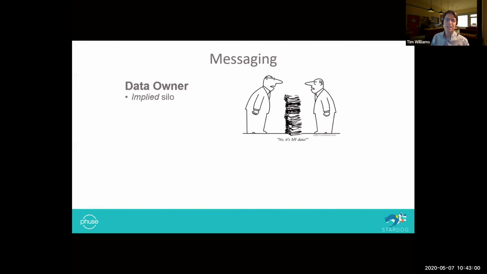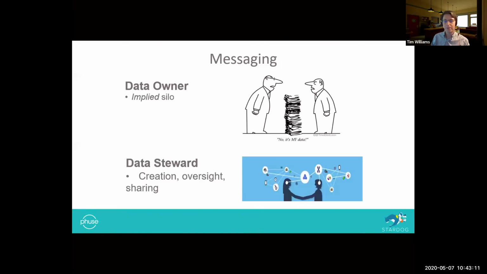The first term is data owner. Unless you are talking about data privacy, very important of course, this term implies and maintains the concept of data silos, which we are trying to break down. I prefer the term data steward. Who are the stewards? They are experts responsible for the data. They craft the data models and implement the approach, and they facilitate sharing and reuse.